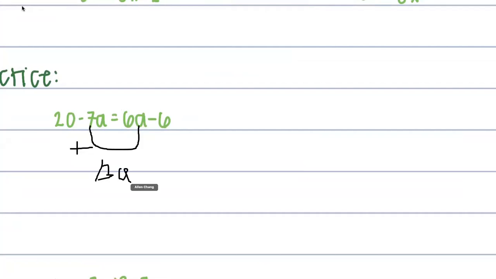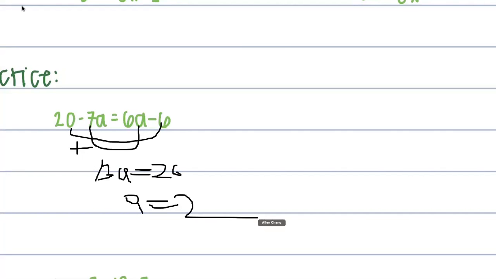And then since we also want to add 6, this 6 is now 0 and it's gone, same thing we did with 7A. So we have equals 26. Then A equals 2. Yep, correct. Good job.